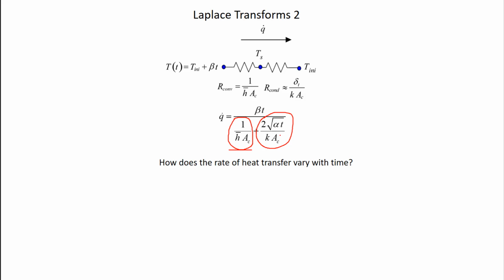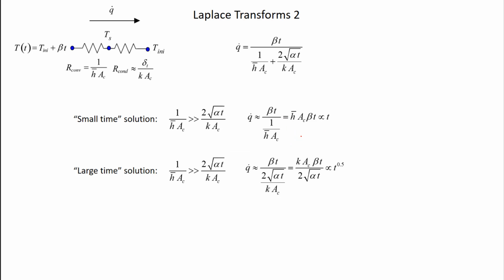And so you go from a small time regime to some period of time where both resistances are important, to finally a period of time where only the conduction resistance is important. All right, so if you think about that, then in the small time regime, this resistance basically goes away, and I'm left only with this resistance. So that gives me this equation right here, and it says that the heat transfer rate is increasing with time, proportional to time to the first power. All right. Does that make sense?